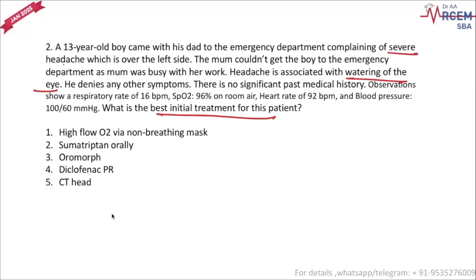Severe headache over the right side, left side, they are saying. They are not saying whether it is around the eye, retrobulbar. Doesn't matter. It is associated with watering of the eye. Still, you need to think of a cluster headache. So when you are thinking of a cluster headache, that's when you will choose high flow oxygen again, the preferred one. Triptans can be given, but they are second line drugs, and not given orally. They are given intranasally, which is the preferred route.